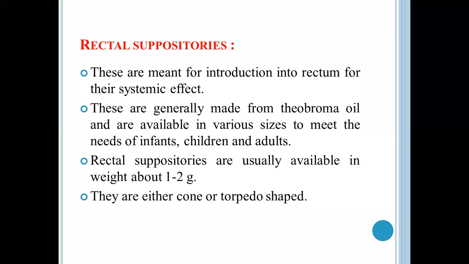Rectal suppositories are usually available with a weight of about 1 to 2 gram. They are either cone or torpedo shaped. Rectal suppositories are available in which shape? Torpedo or cone shape. This one is asked for MCQ.